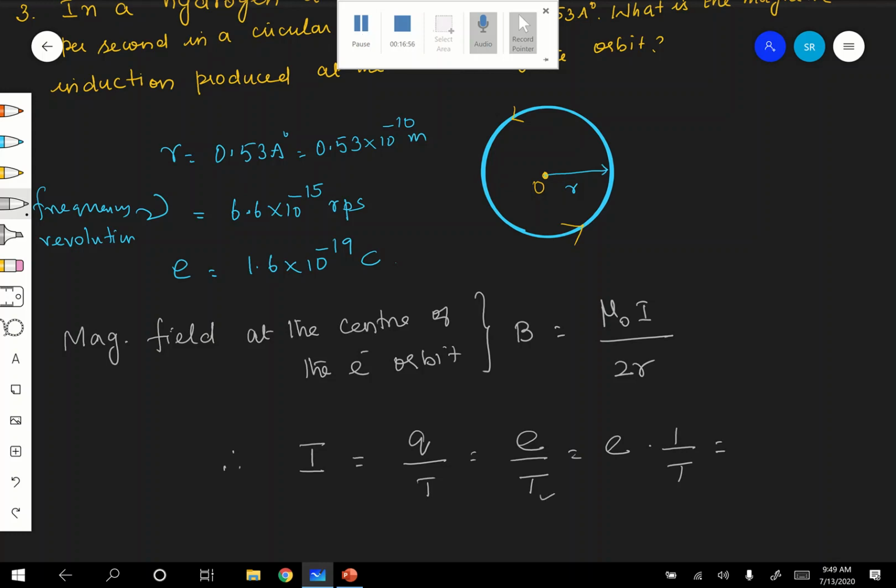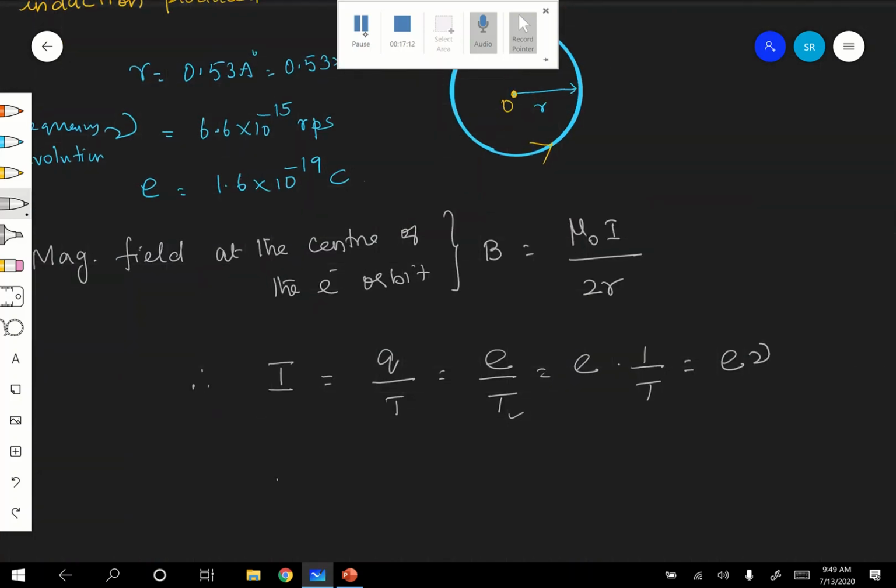What is T here? T is the time taken to complete one revolution. Therefore, 1 by T will be the frequency. Therefore, e into nu. Hope you are following, children. Okay, therefore, I is equal to, what is e here? 1.6 into 10 power minus 19 into, what is nu? 6.6 into 10 power 15.